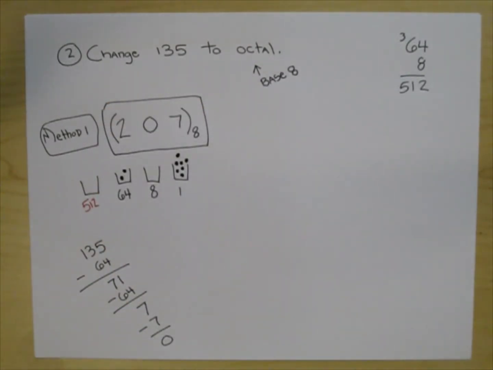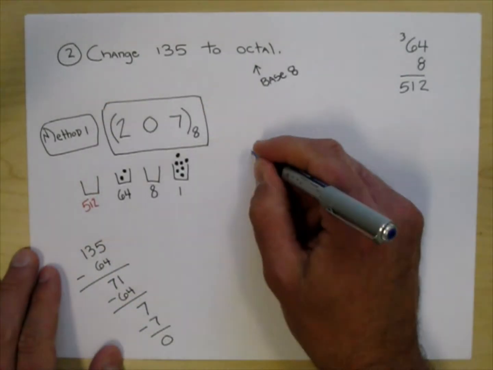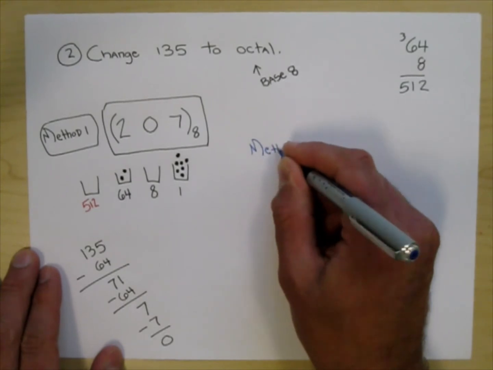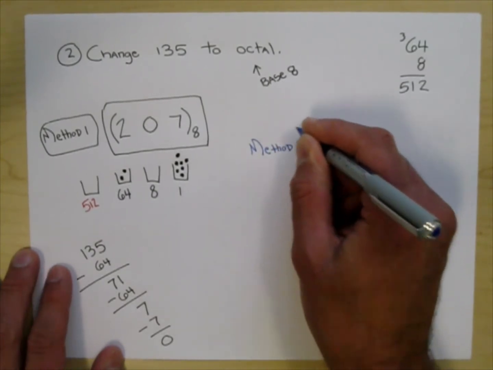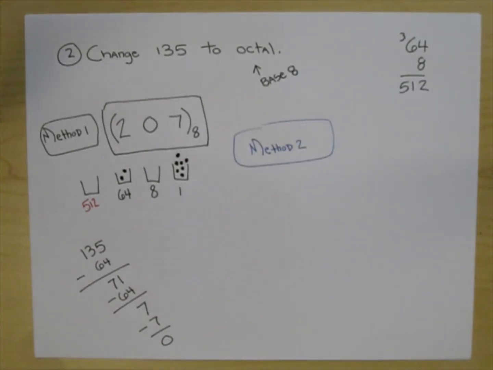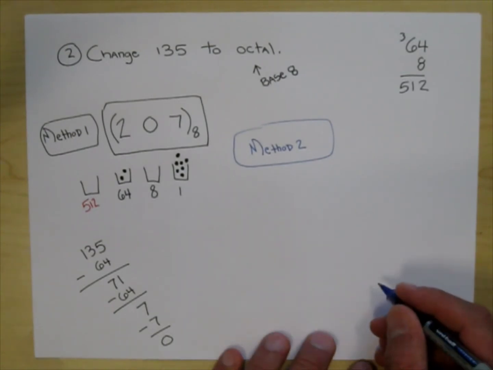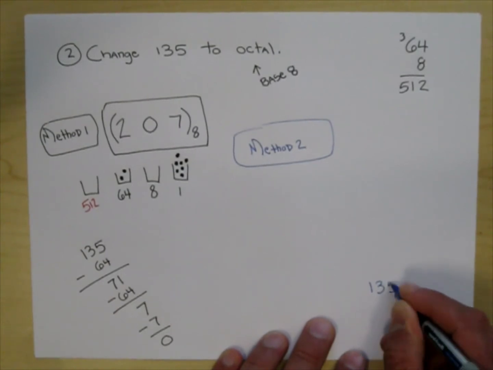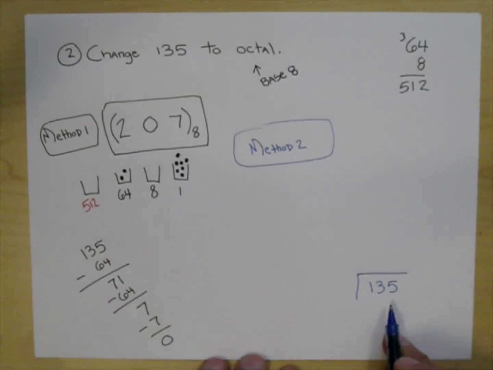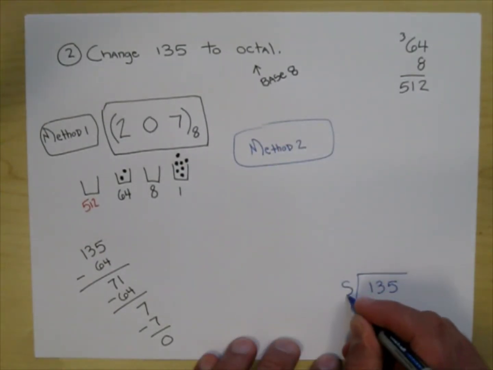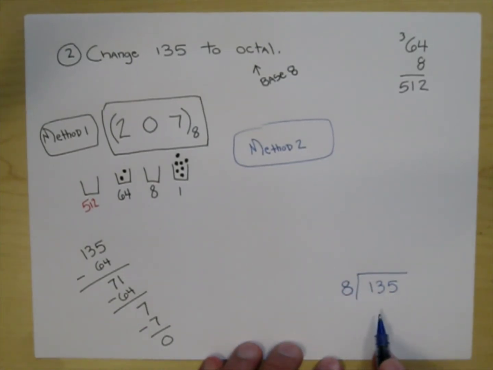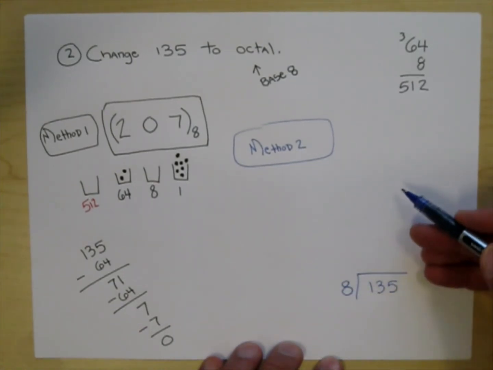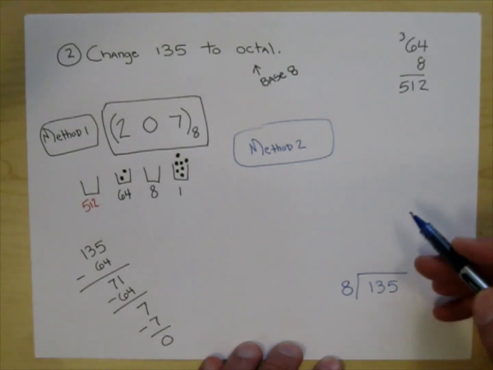So that is method 1. Method 2 is long division. Long division, we take this number 135 and we put 8 into that. Now the long division, the first one's always the worst because the other ones above are going to be smaller numbers that you're dividing into.